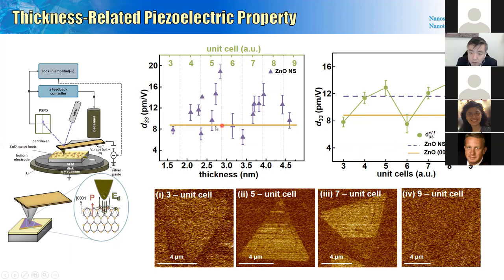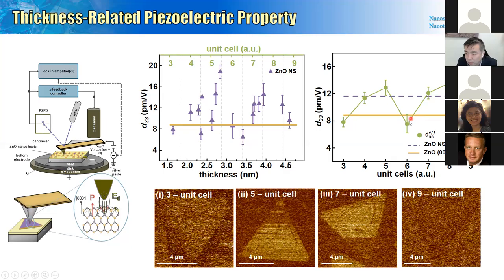And we received this distribution of D33 values for those nanosheets. Okay, so this bar here is the bulk value that had been measured from a single crystalline zinc oxide bulk material. So you can see most of them sit above this average value, but it doesn't really show a trend. Again, because the thickness in this range is related to the unit cell, they're not really continuous, right? So we can average those thicknesses into the unit cell level. So now this becomes a little bit more clear, right?